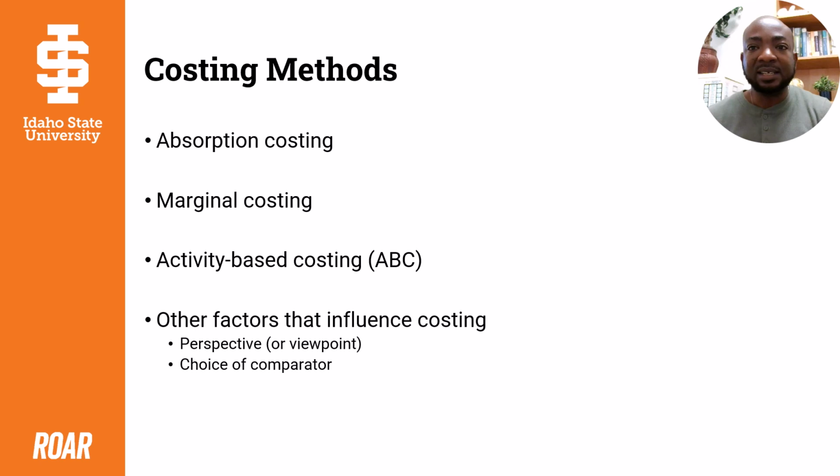Critics of ABC argue that it is too complex and too expensive for firms to implement. As an example, the cost of the activity of registering patients can be assigned to each patient based on the time taken by the staff for the registration. Other factors also influence costs in economic evaluation, like viewpoint and choice of comparator.